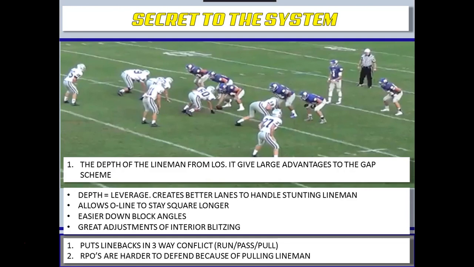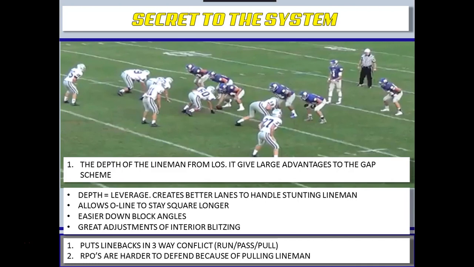Another reason we like the wide splits and the gap scheme is that we have about 3 RPOs that we run. We have 2 gap schemes in our offense. We have an isolation play that we put in, and then we have a zone that we run very little. Zone is probably our 4th run, called maybe 8% all season, if that. The reason I like it is because when you attach it to our 4 RPO quick games, it puts the linebackers in what I call a 3-way conflict. It's a run, a pass, and a pull conflict.